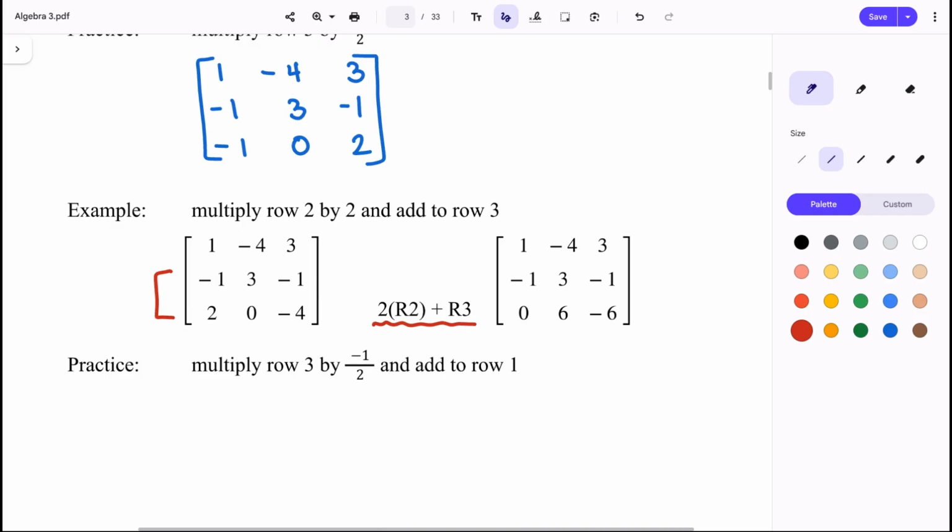Now that's going to affect row 3, so that's why these numbers change. Everything else about the matrix, though, stays the same.